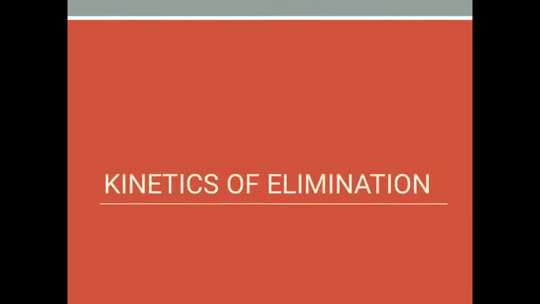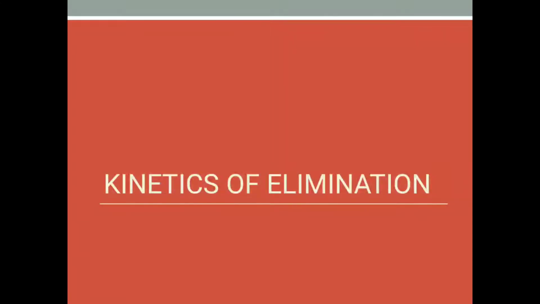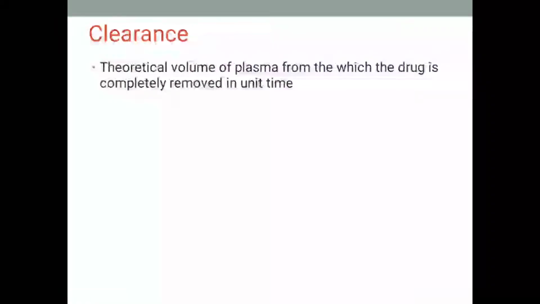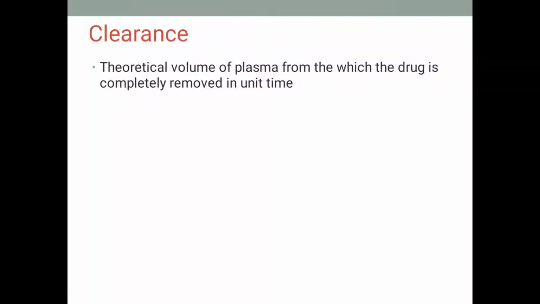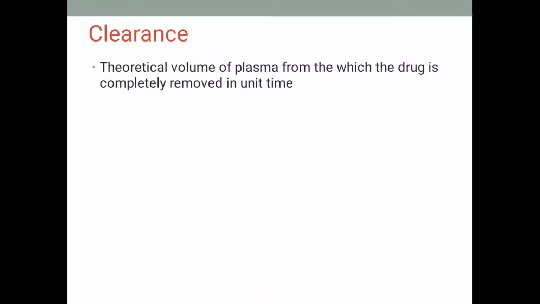Okay, now let's see what is kinetics of elimination, what is clearance, how the drug is cleared through our body. So what is clearance? Theoretically, the volume of plasma from which drug is completely removed in unit time is called clearance. Means plasma volume from which drug is completely removed in a specific unit of time is called clearance. Let's see the example.